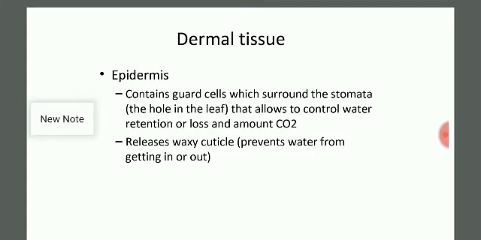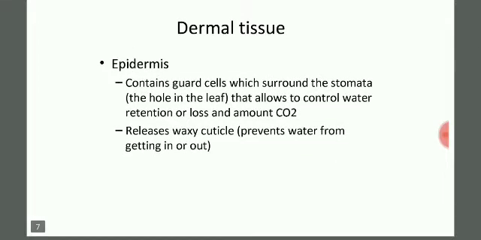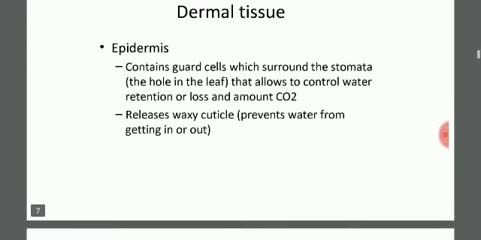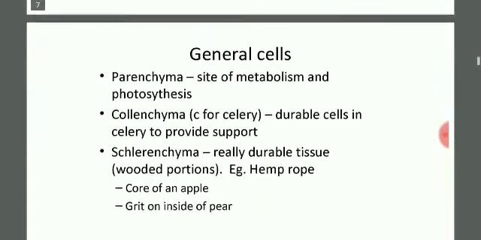It opens and closes. And it releases also waxy cuticle. And waxy cuticle prevents water from getting in or out. An example of waxy cuticle can be a candle. When electricity is off, what do we use? We use candles. So this candle is waxy cuticle. So this epidermis releases waxy cuticle to prevent water to come inside the plant.